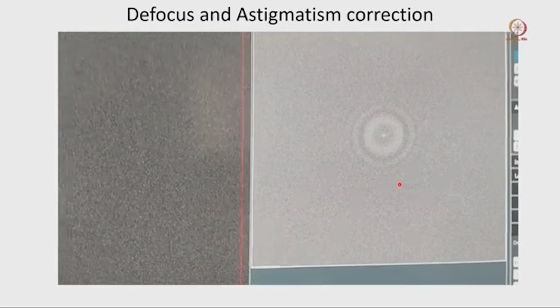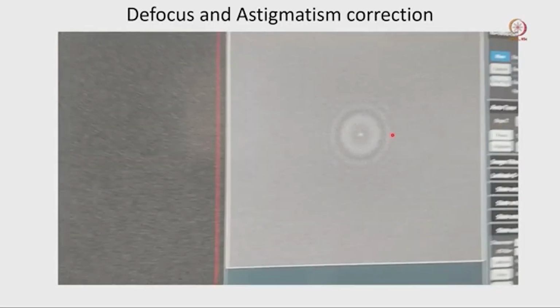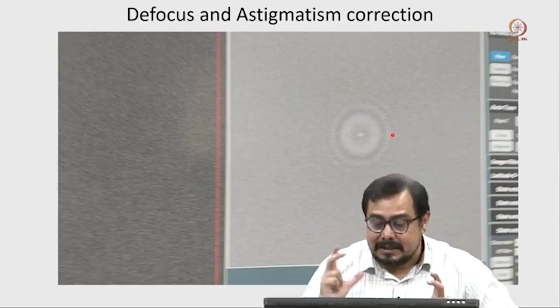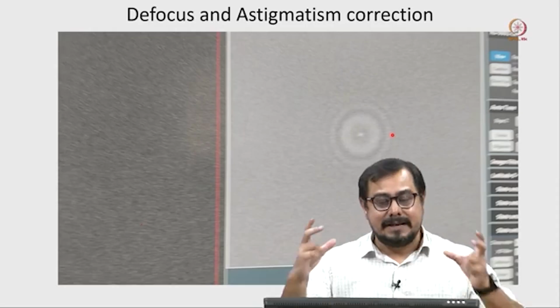Whenever we go to the microscope room, we will look at the power spectrum at low defocus value, because at low defocus value, it will really help us to see whether the beam is circular or elliptical.